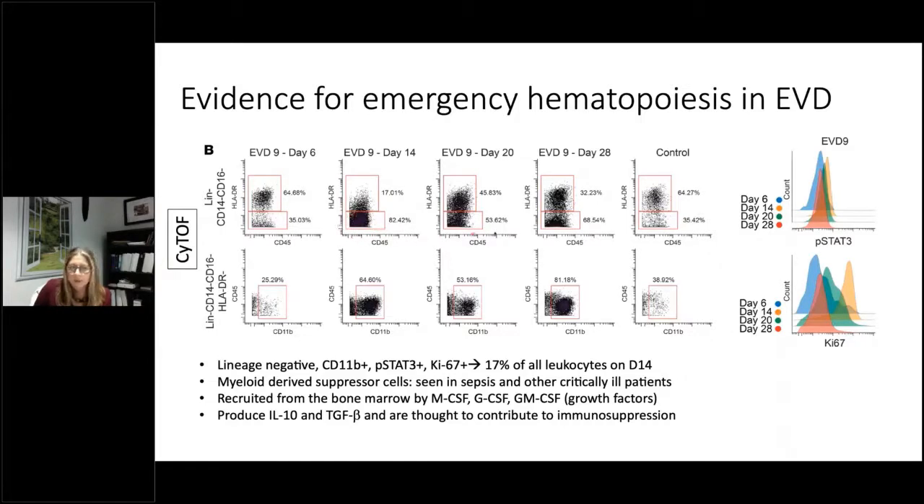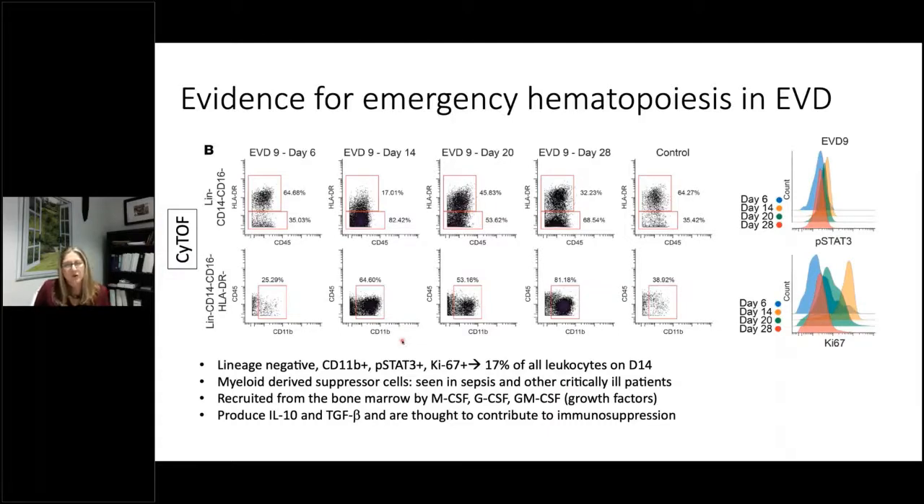So we went to this population of cells and we looked at their expression of other markers. And on the bottom panel here, I'm showing you not a lot at day 6, but at day 14, 20, and 28, right? Massive expansion of these particular cells, and they turn out to be CD11b positive. And when we looked at some of the intracellular stains on these CD11b positive cells, we found that they're phospho-STAT3 and Ki67 positive. And in fact, these lineage negative, CD11b, STAT3, Ki67 positive cells make up 17% of all of the leukocytes on day 14 in this patient. So this is a massive expansion of this cell population.